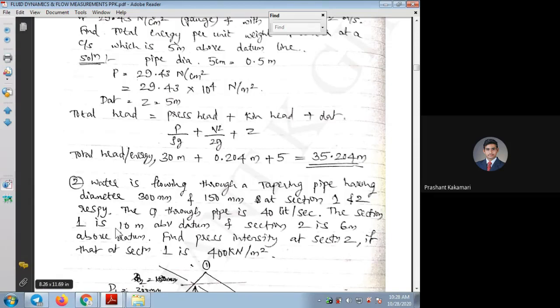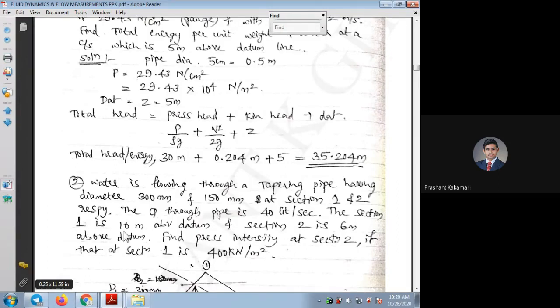Section 1 is 10 meters above. So the Z value is given. Z1 is given. On section 1, the inlet side, the pipe is above ground by 10 meters from the datum. And section 2, after tapering to 150 mm diameter, is 6 meters above the datum. So by these dimensions, 10 meters is above and 6 meters is below, because of the smaller dimension. So I can consider the inlet side is at the higher position and the outlet side is lower, from 10 to 6 meters. There is a change in datum head.